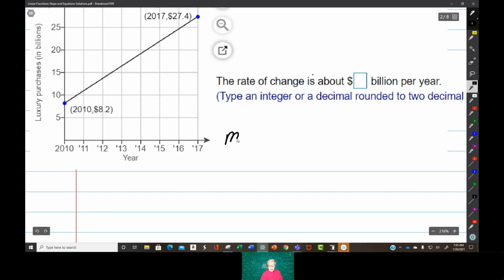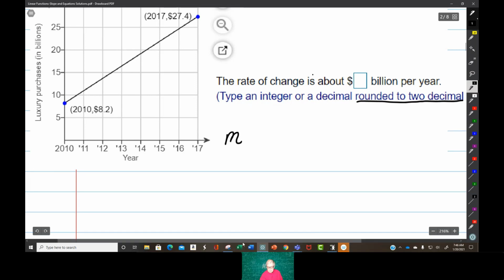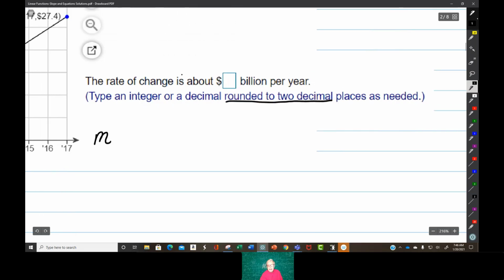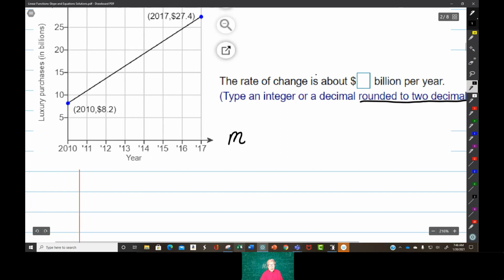Because slope tells you how fast something is changing. Here the something is luxury purchases, the amount of luxury purchases in billions of dollars. And it says type an integer or a decimal rounded to 2 decimals. Over here, it says 2 decimal places as needed. You have to read those instructions so you know exactly the form your answer is supposed to take.